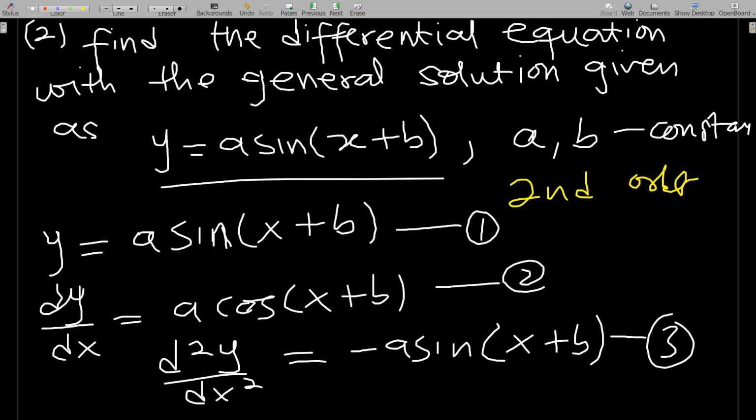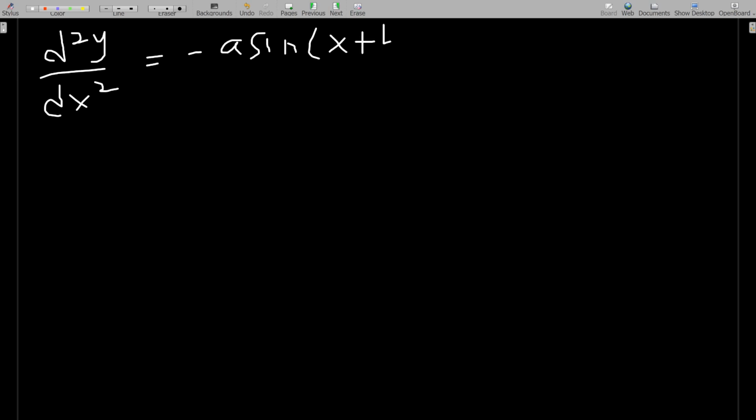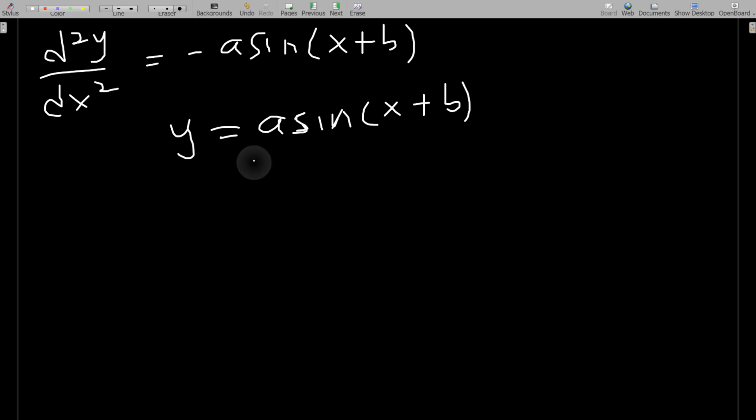From equation 3, d squared y dx squared is equal to minus a sine of x plus b, and from equation 1 we have y equal to a sine of x plus b as our solution. So you look at the first equation, the solution, and realize that the whole of a sine x plus b is actually equal to y. So you come back to the second derivative. Wherever you see a sine x plus b, you put y there.